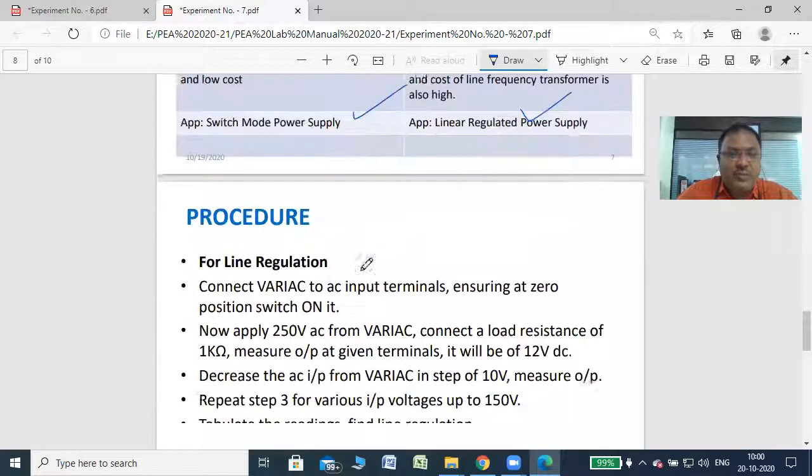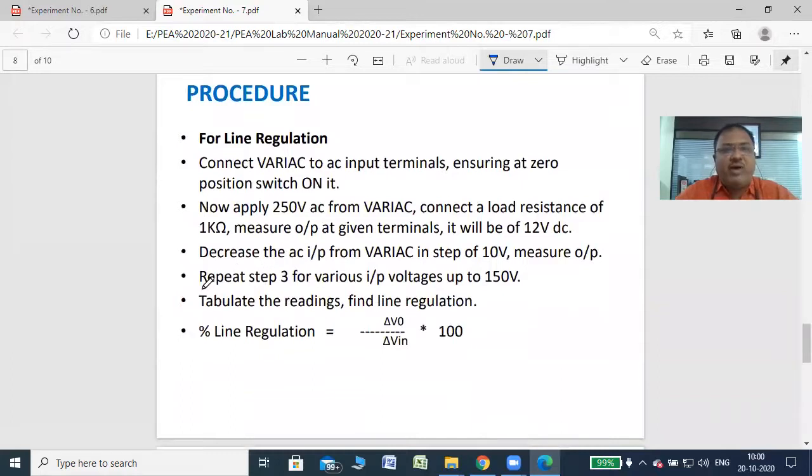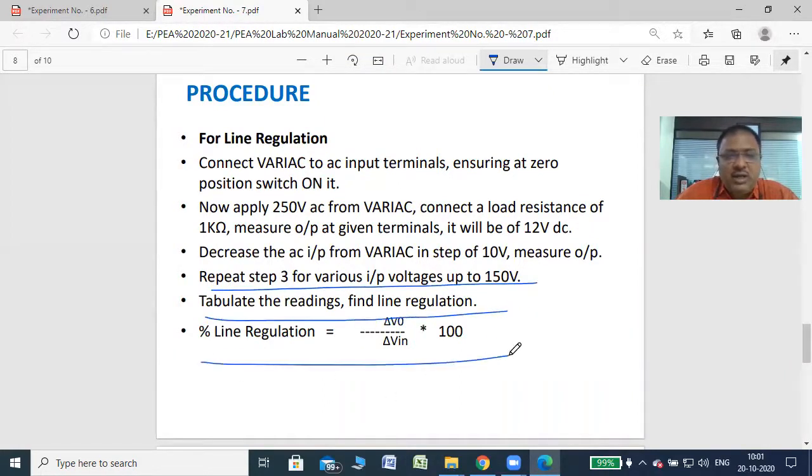That is a disadvantage actually. Then the procedure is very simple. Connect the VARIAC to the input terminal, ensuring it is at the 0 position first, and then switch on. Now apply 250 volt AC from the VARIAC. Connect the load resistance of 1 kilo ohm. Measure the output voltage at the given terminal. It will be 12 volt. Now decrease the input voltage from 250, 240, then 230, 220, 210, 200, and so on, and observe the output voltage, right up to 150 volt, then find out the line regulation.